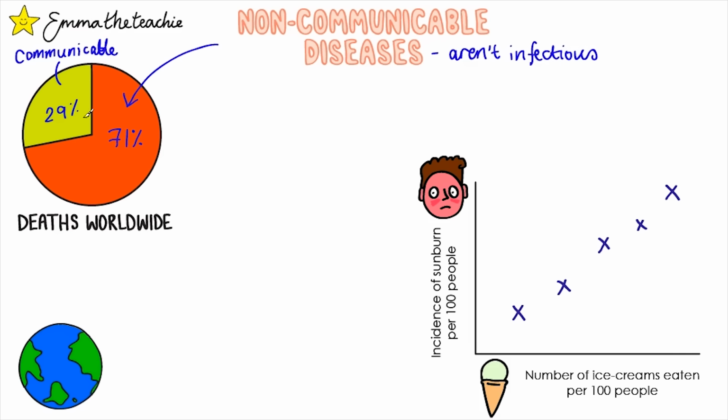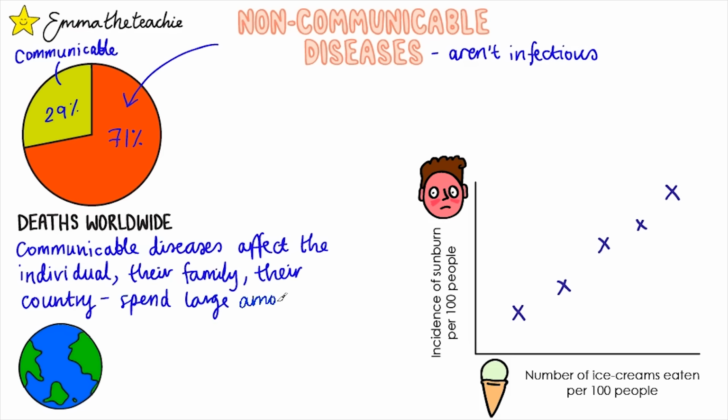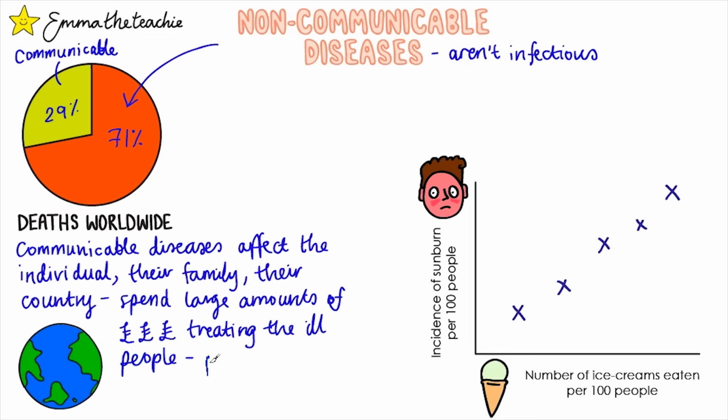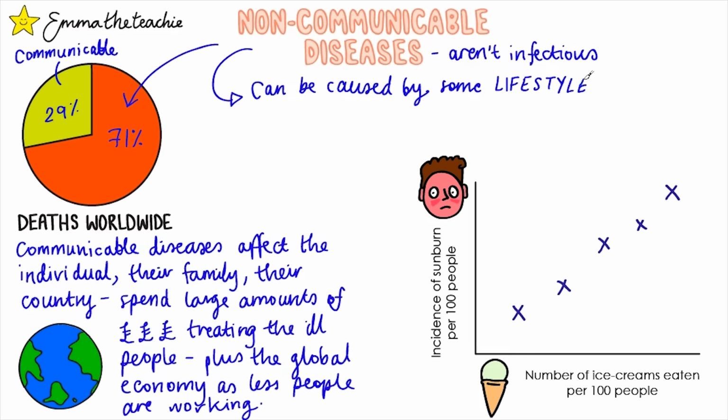Both of these diseases, not just communicable diseases, affect the individual, their family, which is supporting them, and their country. Countries spend huge amounts of money trying to treat ill people. And not only that, it affects the global economy because people who are ill aren't able to contribute to the workforce.